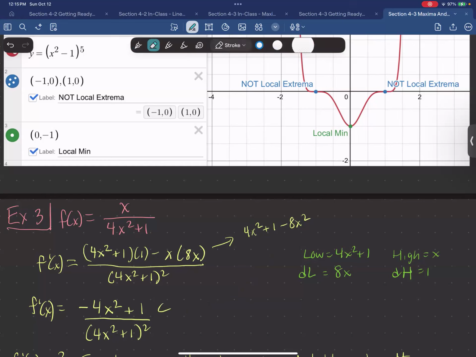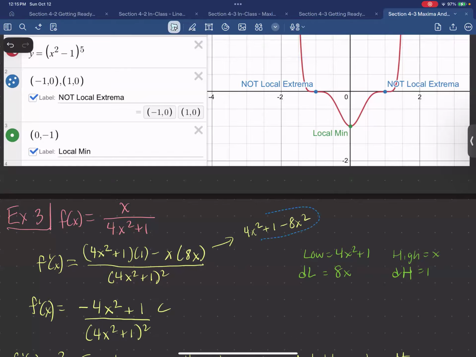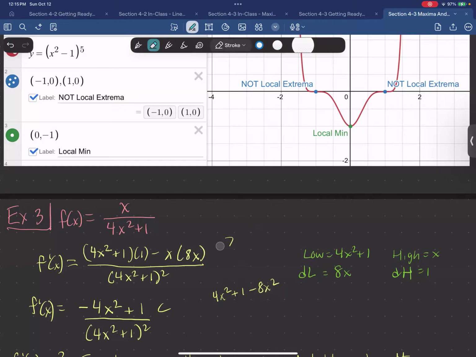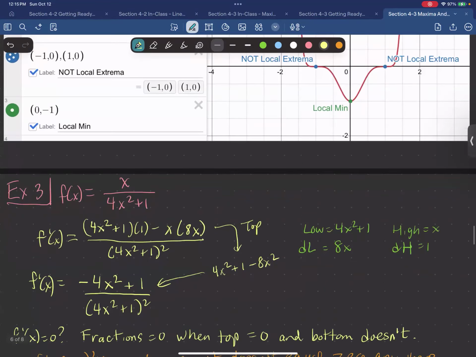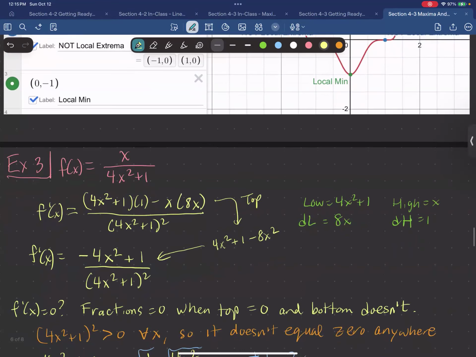Maybe I'll move this a little bit. Top. So combining the 4x squared and the negative 8x squared, we get a negative 4x squared. So is this undefined anywhere? The bottom cannot equal 0.